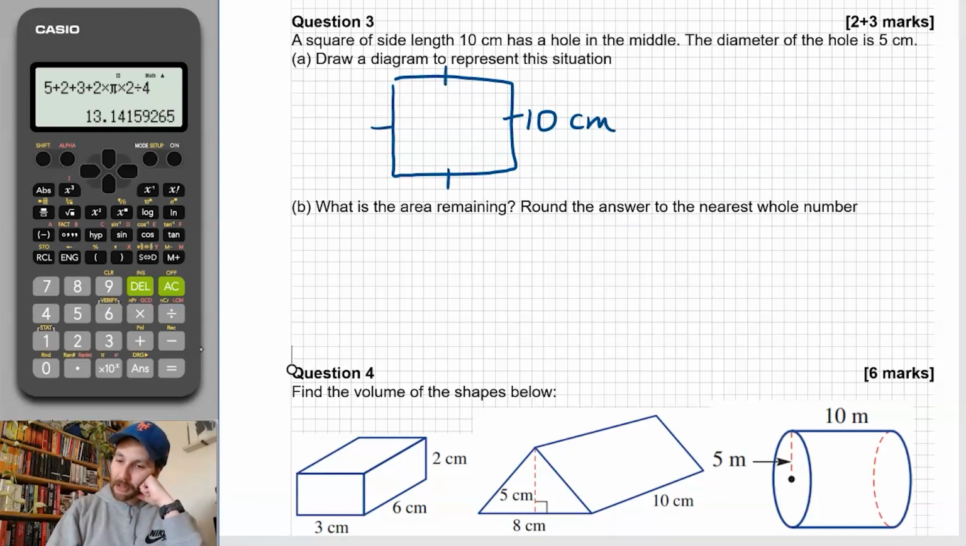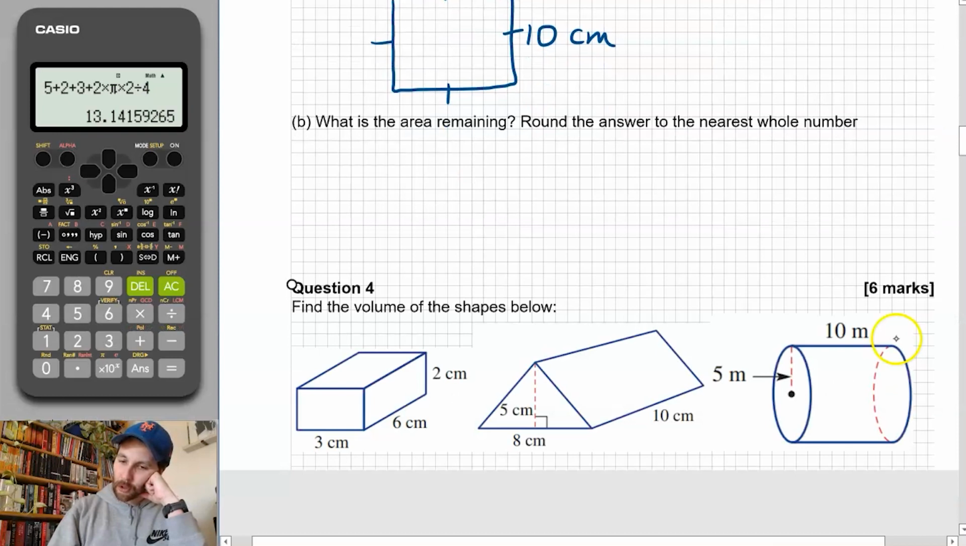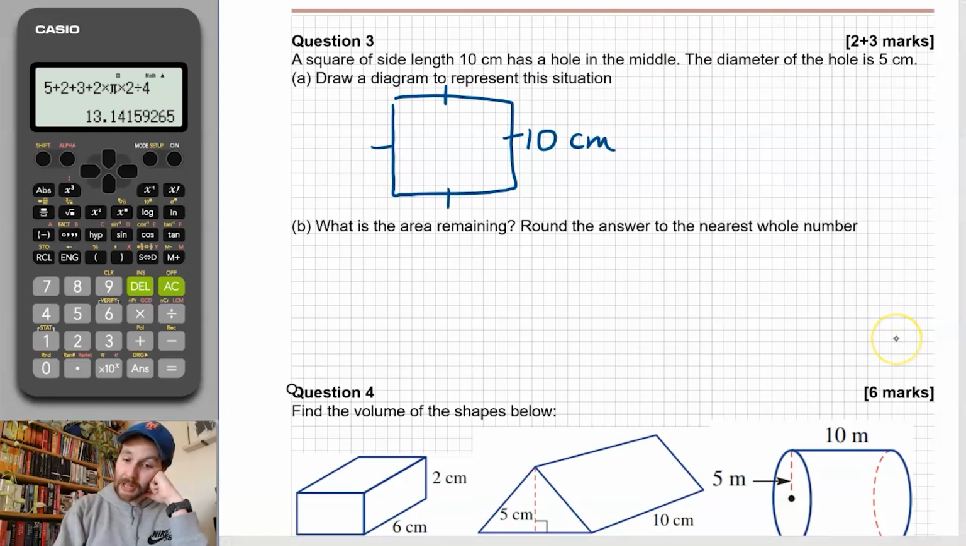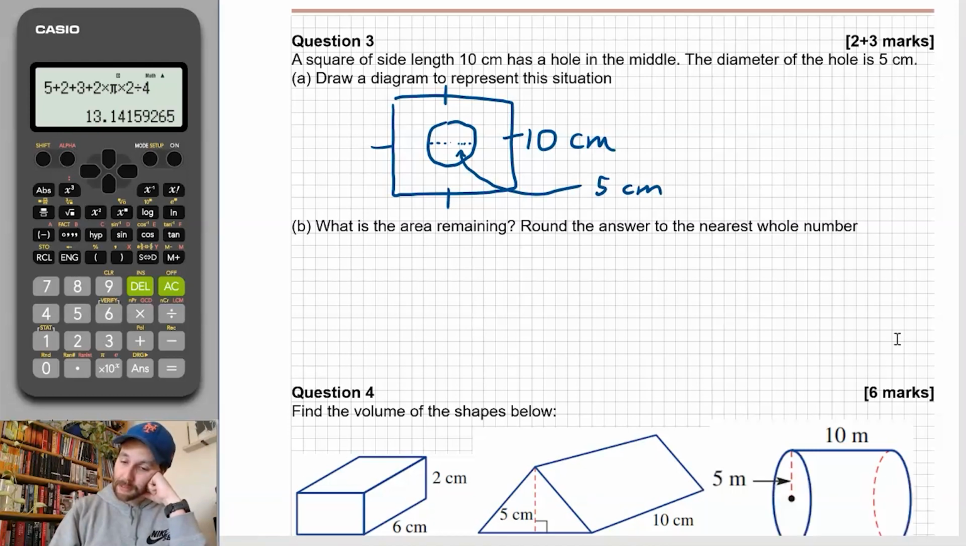And the diameter of the hole in the middle is 5 centimeters. If you're running out of space, doing an arrow or something is fine. The next question is, what is the area remaining?